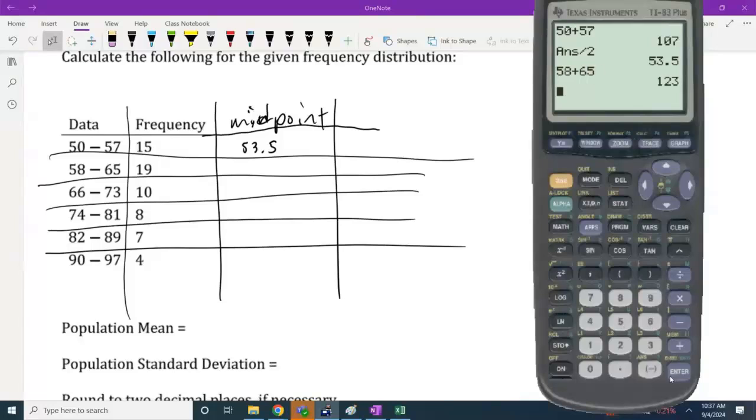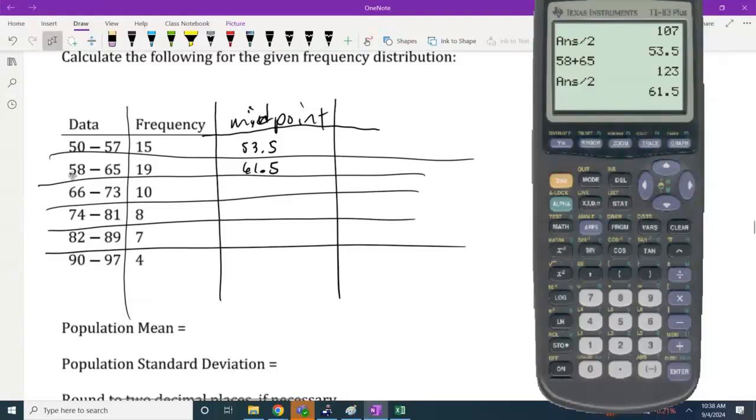58 plus 65 is 123. If I divide that by 2, I get 61.5. Or there's something else I can do, right? I could find my class width. If I subtract consecutive lower class limits or consecutive upper class limits, I can find my class width, and I can just keep adding that value.